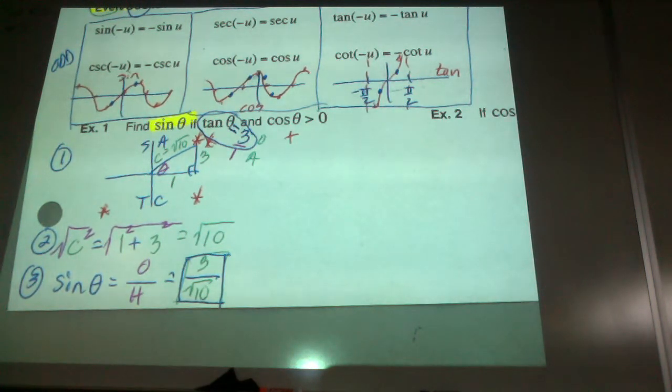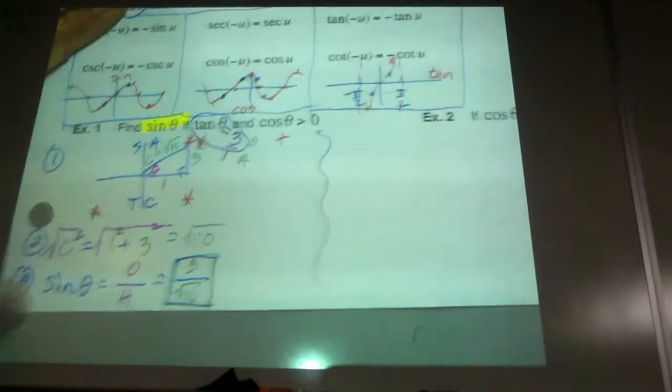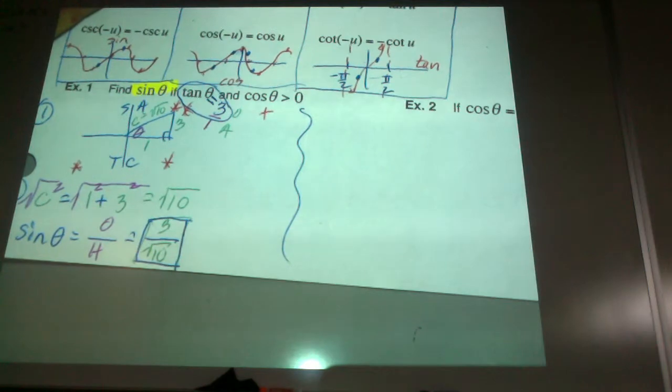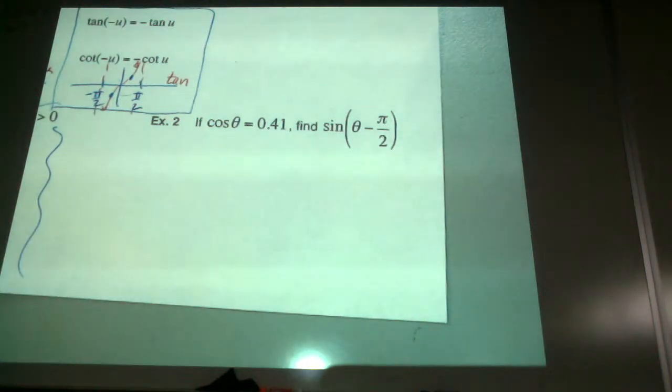All right, let's use some identities. Look at example 2. So example 2 says this time if the cosine of theta is 0.41, that would be the decimal equivalency of the ratio of the sides, find the sine of theta minus pi over 2. Well, that's kind of weird looking. Have we seen that before? We just saw it, sort of.